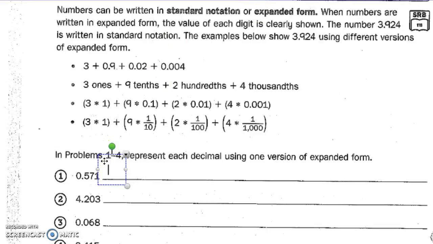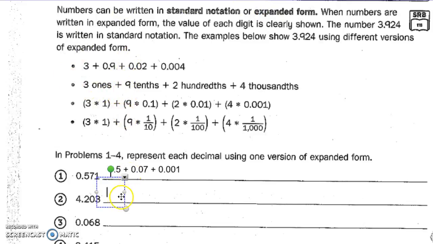So we've got 0.5 plus 0.07 plus 0.001. Okay? Cool. So now this one, let's do this one a little bit differently. Let's use a different version of expanded form. Let's not get crazy. Let's go just straight down the line.